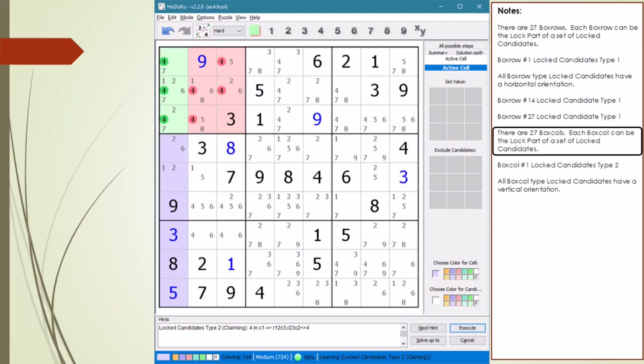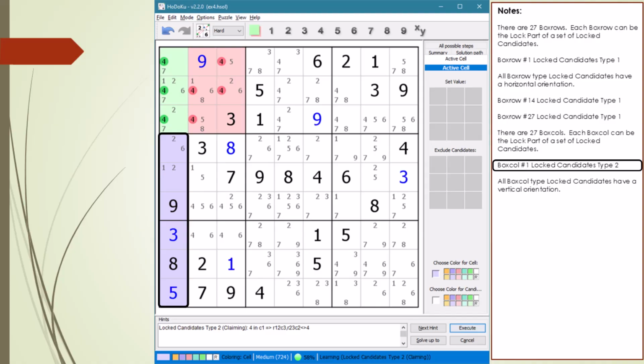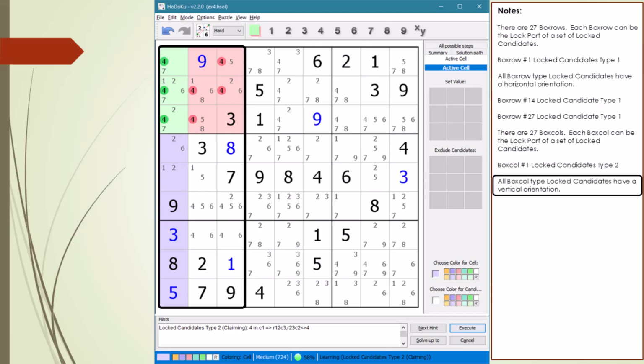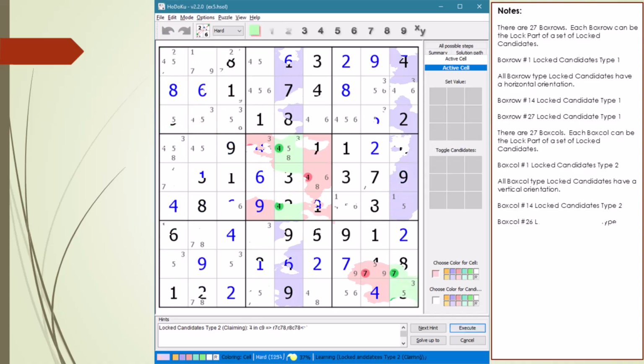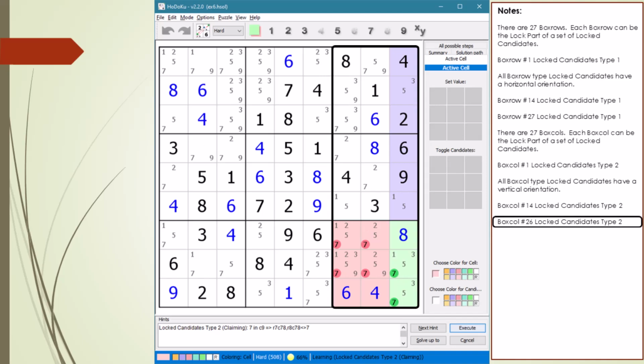There are 27 box calls. Each box call can be the lock part of a set of lock candidates. In this example, box call number 1 is being used as the lock part. And because the candidate free part is not in the same 3x3 block as the lock, this is a set of type 2 lock candidates, or claiming. All box call type lock candidates have a vertical orientation. Here is box call number 14 lock candidates type 2. And here is box call number 27 lock candidates type 2.